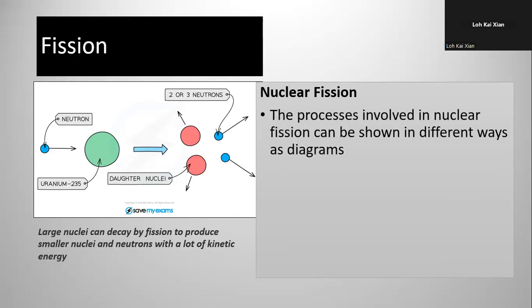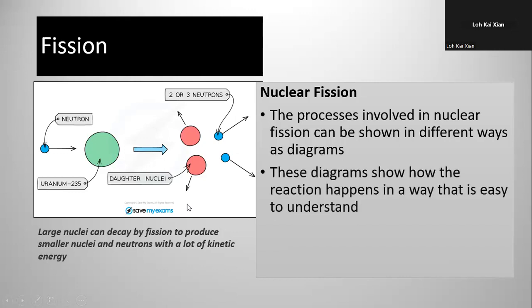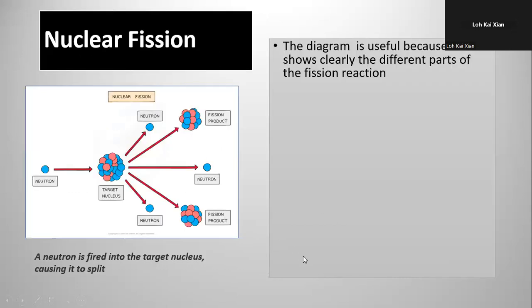The process involved in nuclear fission can be shown in different ways, as a diagram. I can show you in a diagram. This diagram shows how the reaction takes place in a way that's easy to understand. The diagram is useful because it shows clearly the different parts of the fission reaction. Right? The diagram shows you what's happening.